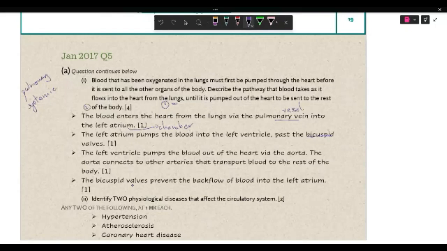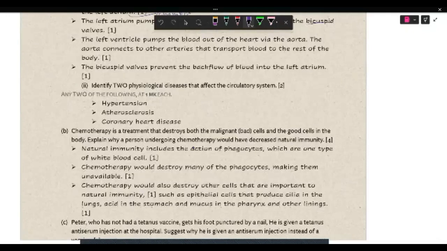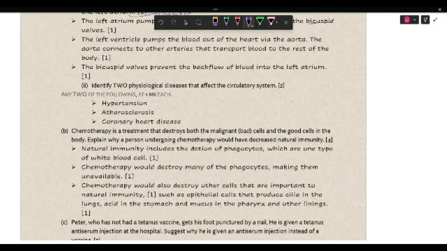So that is an important feature. And that's your 4 marks, right? Then we have the next part, physiological diseases affecting the circulatory system, right? 1, 2, 3: hypertension, atherosclerosis, coronary heart disease. Those are your physiological diseases.